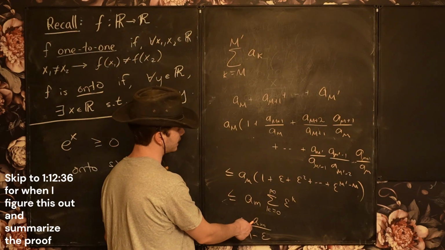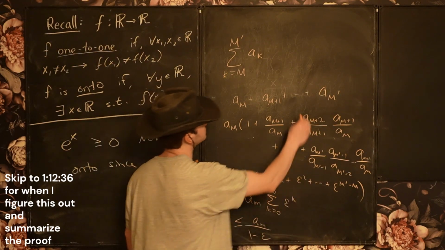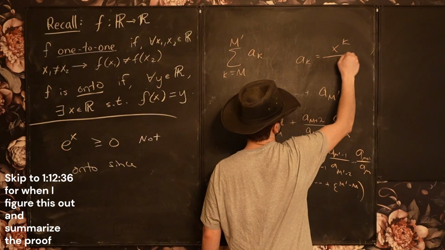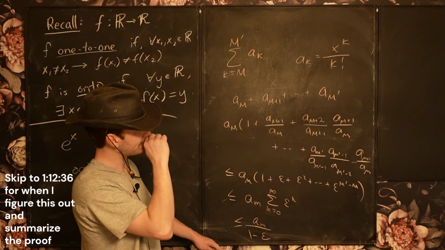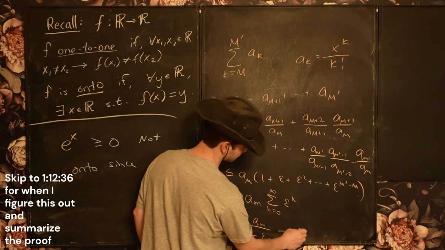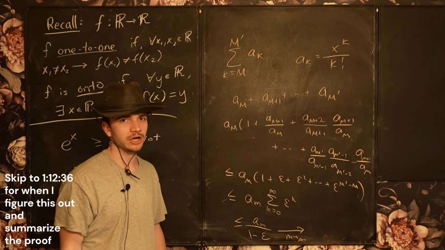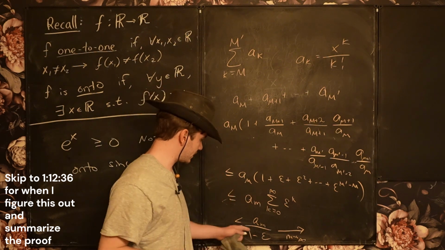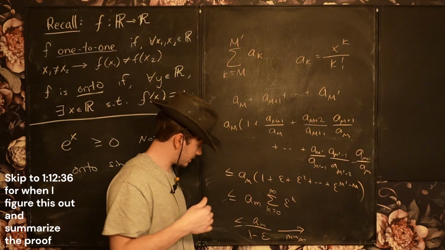And now a_m, remember a_k was just x to the k over k factorial. So now you just need to show that a_m goes to 0 as m goes to infinity. And then you'll get that the sequence of partial sums is Cauchy, therefore convergent. And so now let's just send m to infinity real quick.